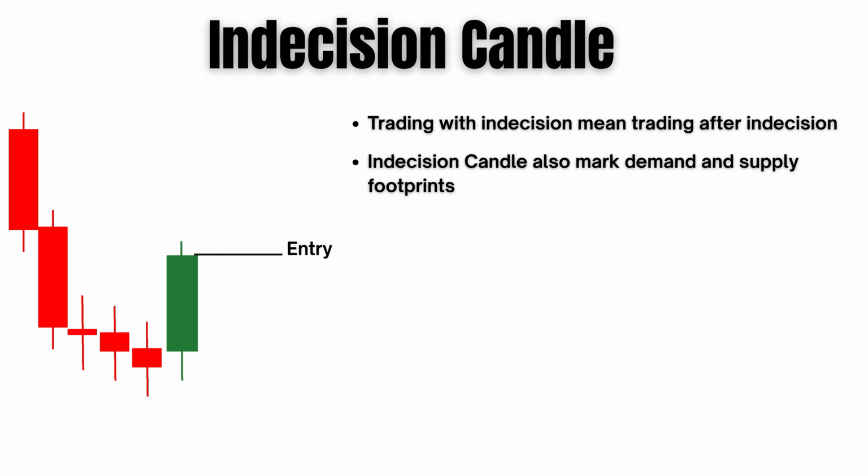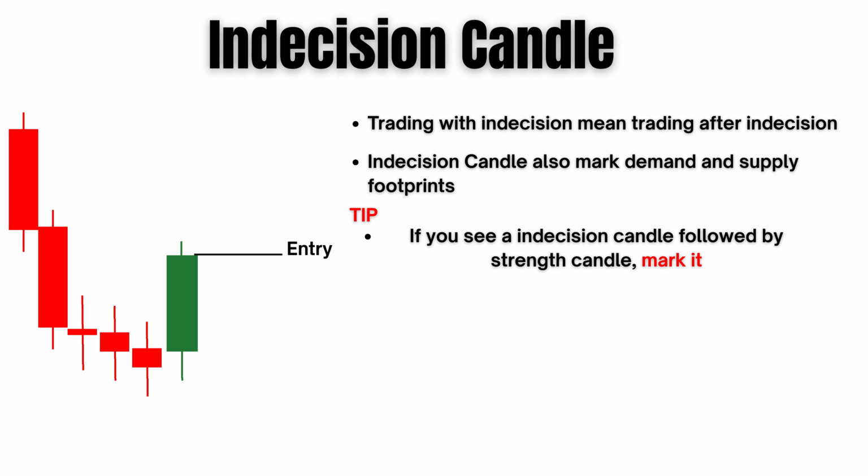Indecision candles also mark demand and supply footprints. If you see an indecision candle followed by a big strength candle, mark that area. Institutions were likely active there. When price comes back later, it often reacts again.